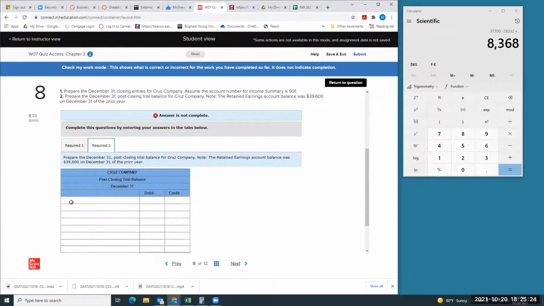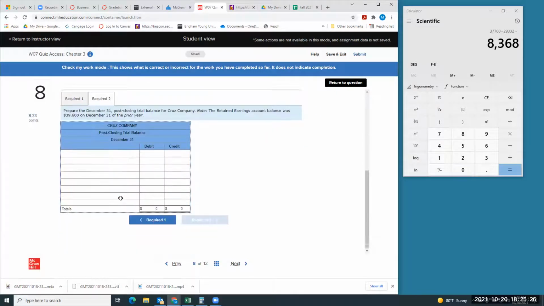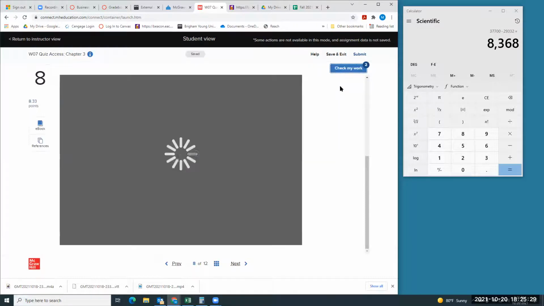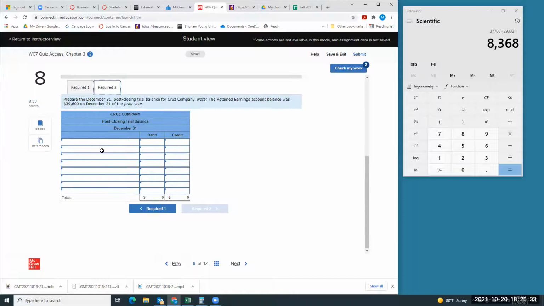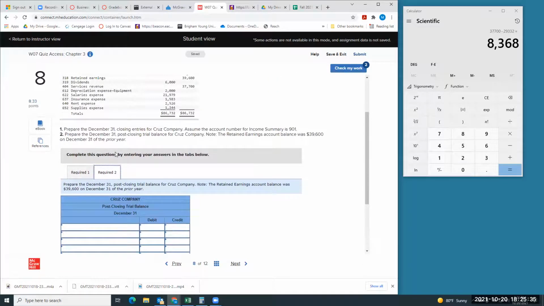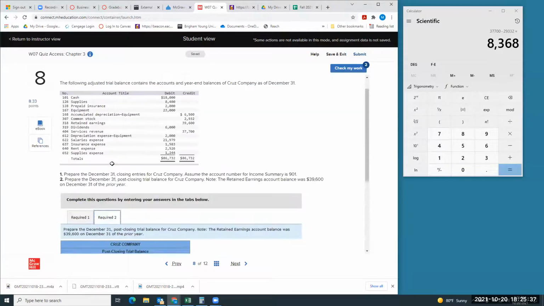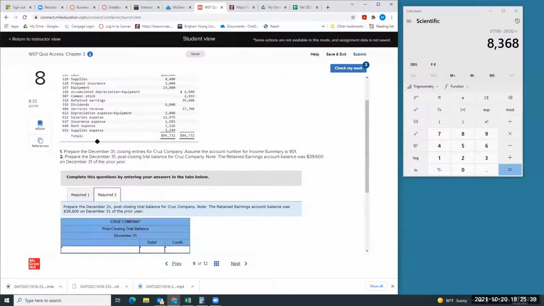We have cash. Oh, I'm returning to the question. Sorry, after you check your work, it does that kind of super annoying thing. All right, so we're going to return to the question, and I'm going to start with cash, then supplies, then prepaid insurance.